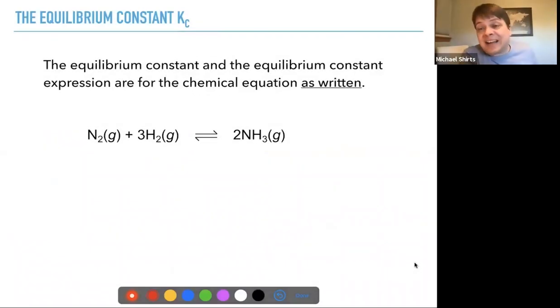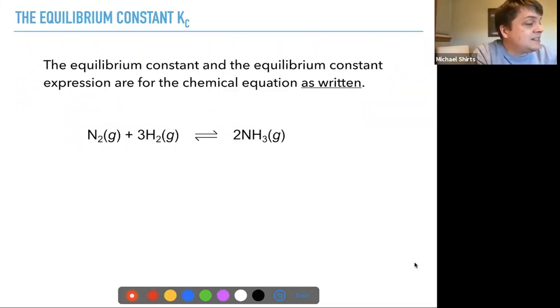So the equilibrium constant K, it's important. The equilibrium constant and the expression for the equilibrium constant are for the chemical equation as written. You can have completely valid reaction constants that describe the same physical situation, but they will look different if the underlying reaction is written down differently.